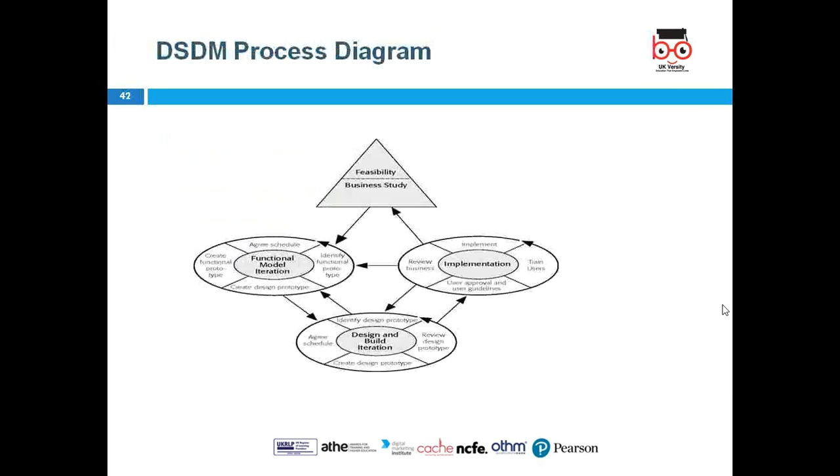The next one is DSDM, and it has this picture of the process. It starts from the feasibility and the business study, then moves to the functional model iteration, and from there it comes to the design and build, and from the implementation it can come back to the design again. It can give feedback to the functional model iteration, and it can give feedback to the feasibility as well.